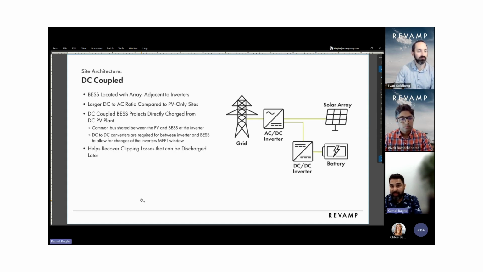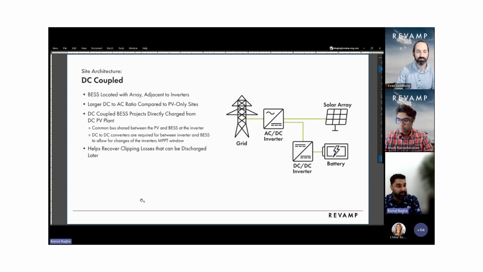Next is the other type of BESS projects, called DC coupled. DC coupled projects are different because they're located directly within the array when we're talking about a PV system. So you have to have larger space around the inverters to have the battery containers. Typically, DC coupled systems have larger DC to AC ratios compared to PV only sites.